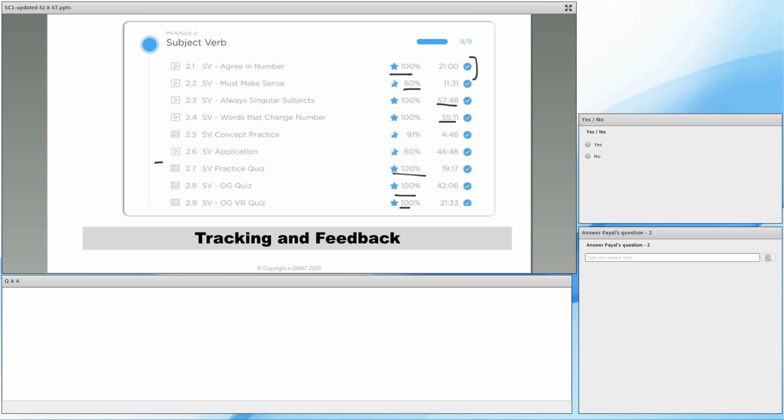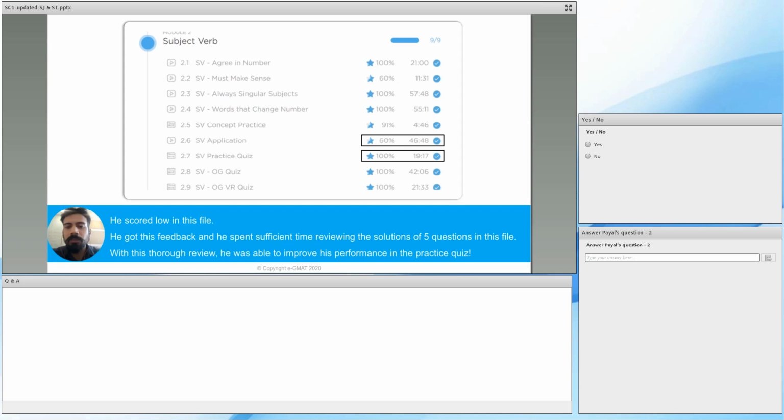Right, so this data is visible on the platform for everyone who is an e-GMAT student. Once you see that data, things start becoming much clearer to you, and you understand where you need to work. Let's take another example of the same student. He got 60 percent in the application quiz. Remember, we have somewhere around 7 to 10 questions in a quiz, which should take you around 20 minutes, not more than that. After 20 minutes, you can see he spent almost 46 to 47 minutes here.